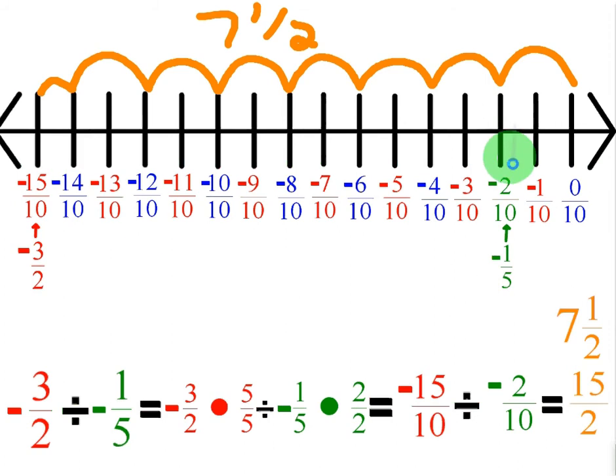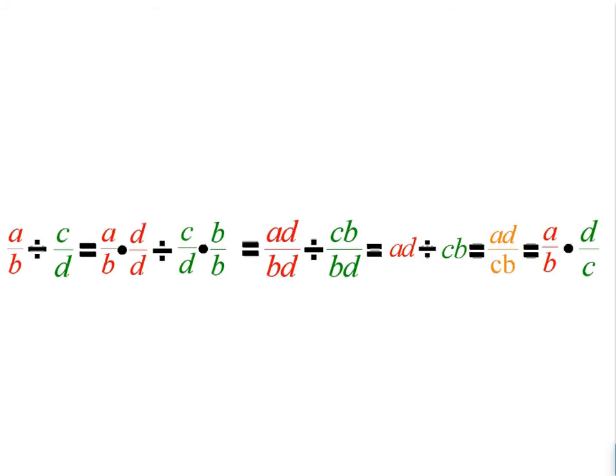So that's 15 halves, and a half of the negative 1/5 would be negative 1/10. If we do 15 of that, we end up where we started, but again, that's just 7.5. Okay, now what we want to look at is kind of a proof of what we just did.